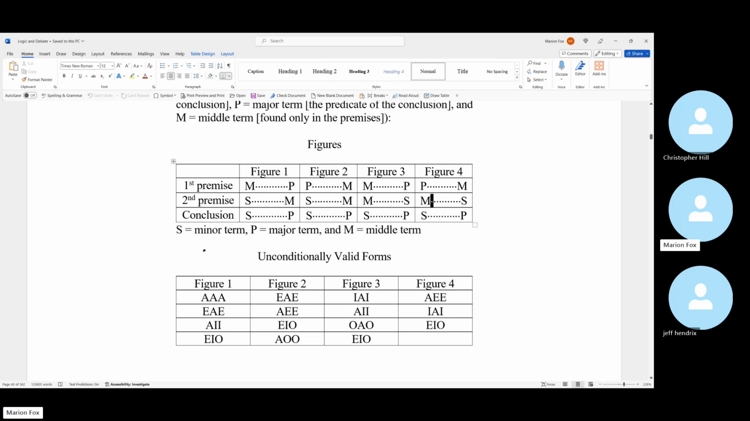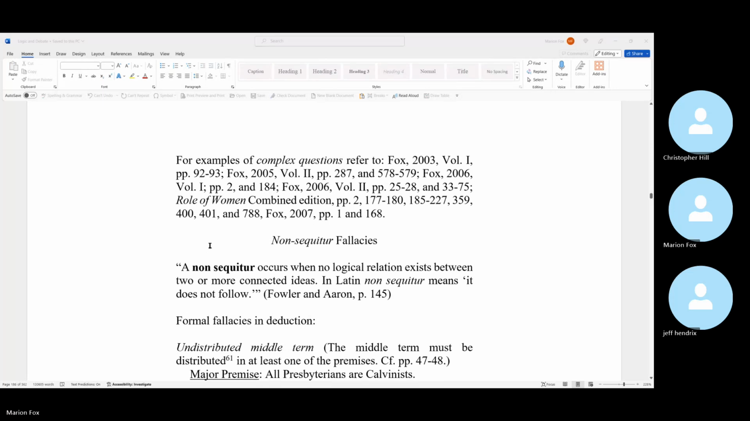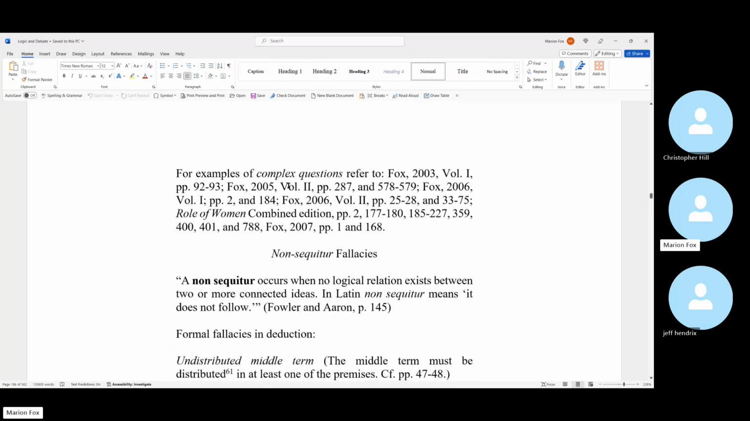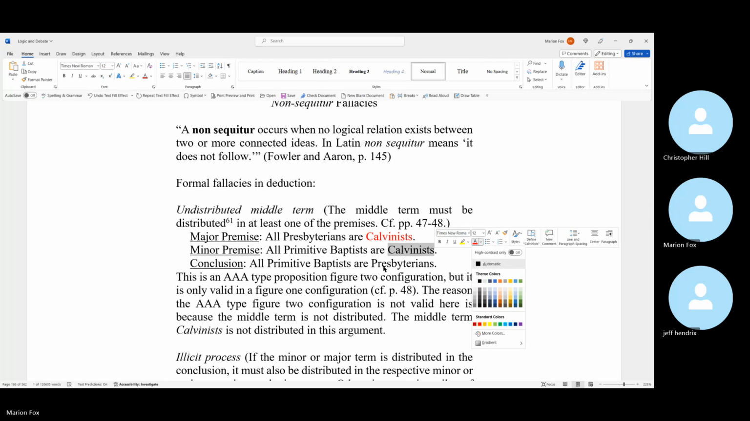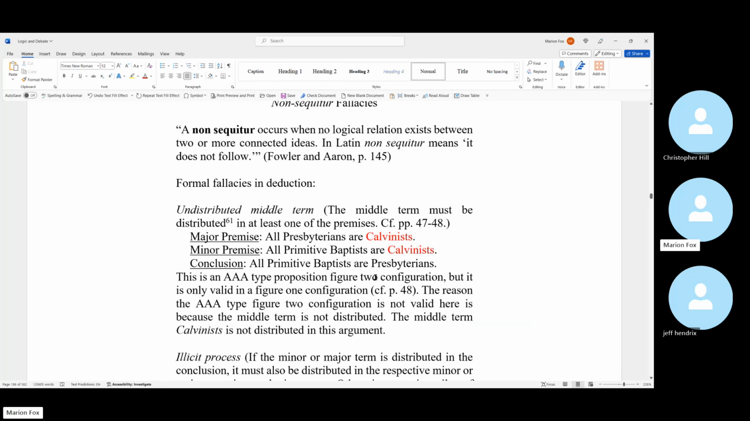Now I'm going to go back to page 174. Any questions before I go? All right. So we have an undistributed middle term. Now let me lay this out. Calvinist is your middle term. There's Calvinist. That's your middle term. It's in both the major premise and the minor premise, not in the conclusion. So it's not distributed.